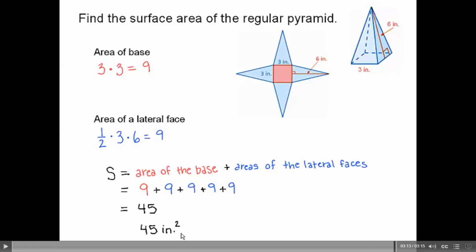I wanted to point out too that when you are solving this part right here, the area of the lateral face, what I do, which is easier or might be an option, is that you could also, instead of putting one half here, substitute 0.5, as it means the same. So I know there's a couple of different ways to solve this. You could solve it 0.5 times 3 times 6, and you're still going to get 9.